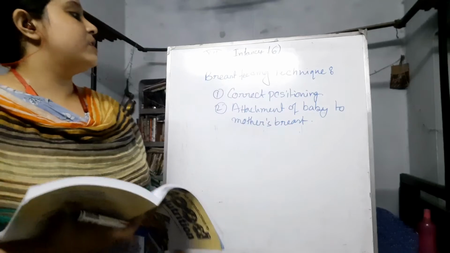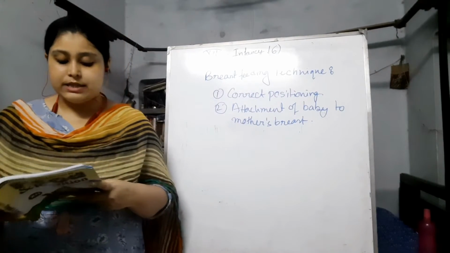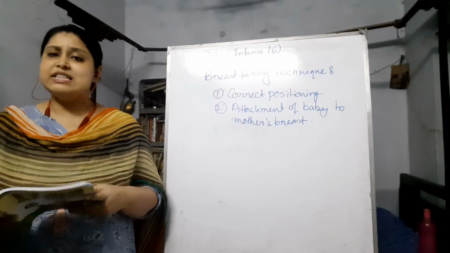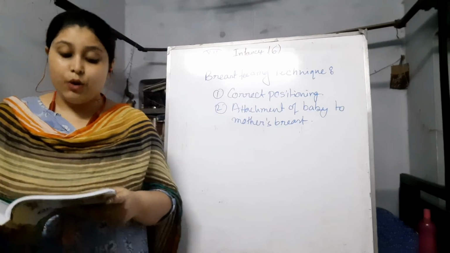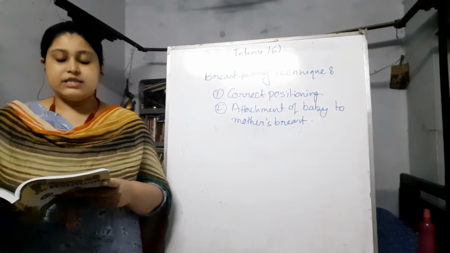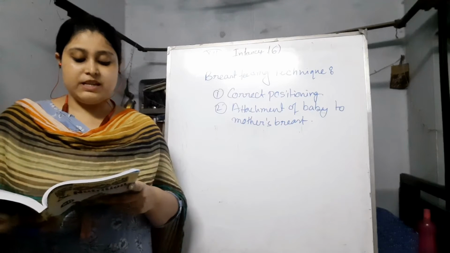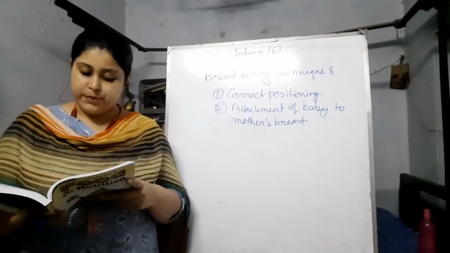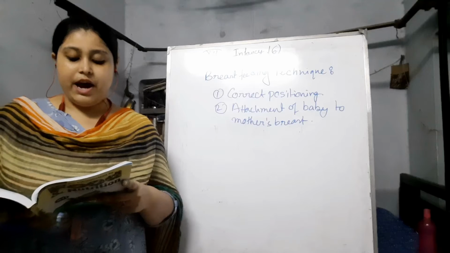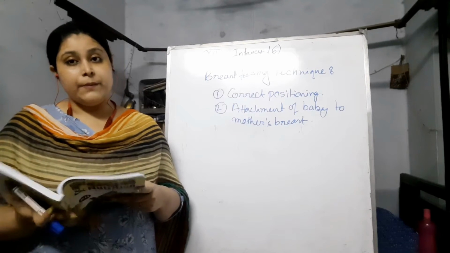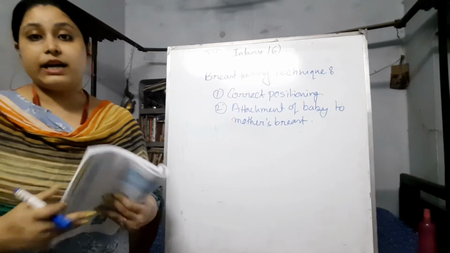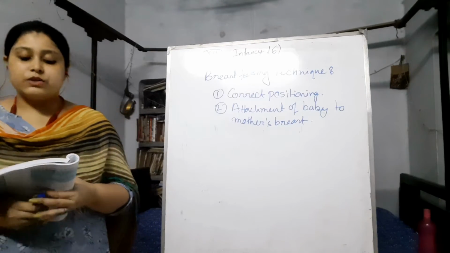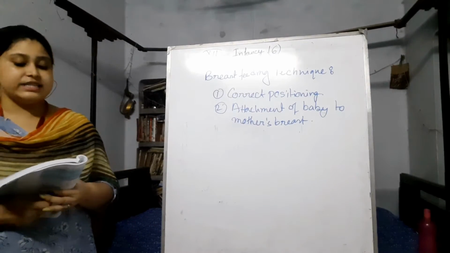Second is attachment of the baby to the mother's breast. That means four signs are necessary: the mouth of the baby is widely open, the lower lip is turned outward, the baby's chin is touching the mother's breast, and the majority of the areola is inside the mouth. In that way the baby can suck the mother's milk properly. So these are all about the breastfeeding techniques.